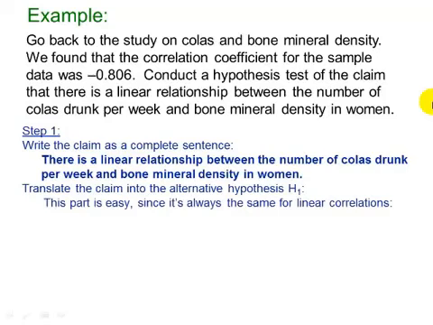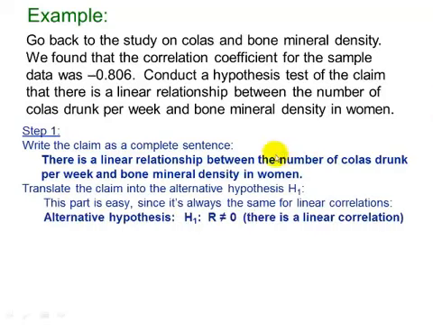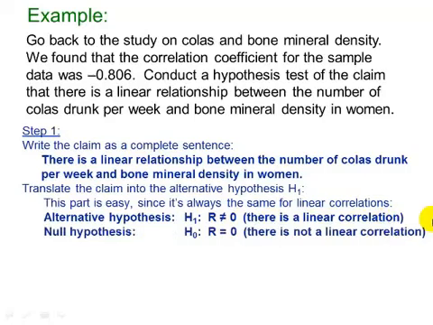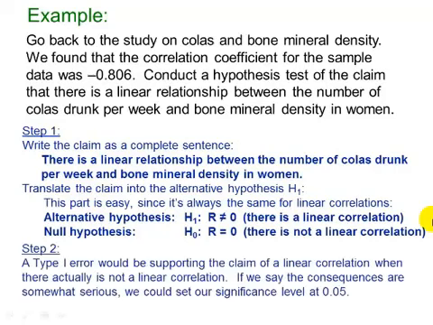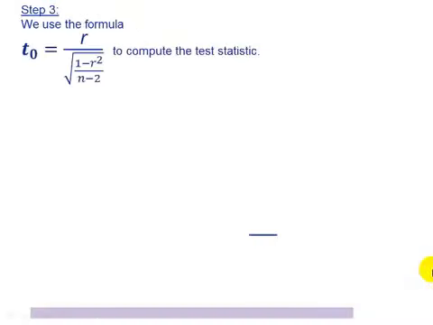This part's easy because it's always going to be the same. So our alternative hypothesis is that R is not equal to 0, or if we want to put it in words, there is a linear correlation. Our null hypothesis is that R is equal to 0 and there is not a linear correlation. For step 2, a type 1 error here would be supporting the claim of a linear correlation when there actually is not one. If we say the consequences in this case are somewhat serious, we could set our significance level at 0.05. Alright, for step 3, we're finding our test statistic, so we're using this formula to calculate it.